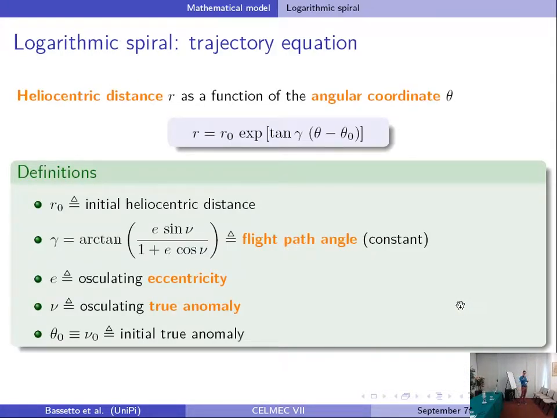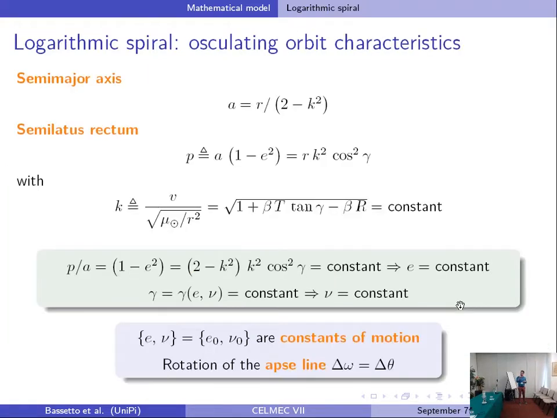Now, one possible solution of the equations of motion is the well-known logarithmic spiral, whose equation is given by this expression, where the tangent of gamma, the tangent of the flight path angle, is a constant value. Theta 0 and r 0 are the initial conditions, and in particular, the tangent of the flight path angle is a function of the osculating eccentricity and true anomaly.